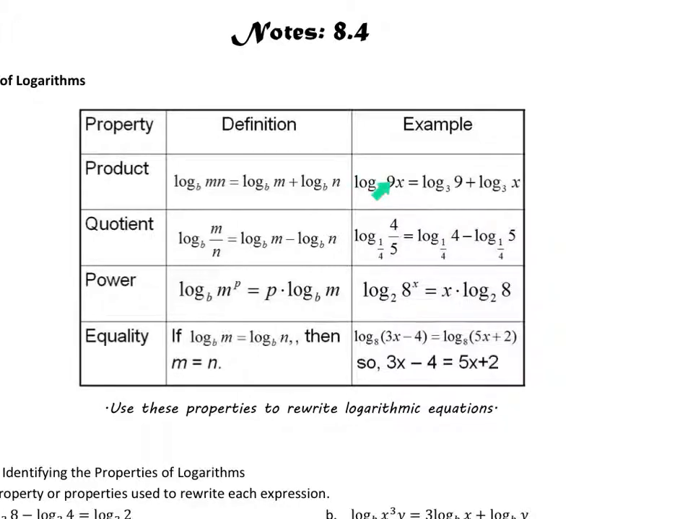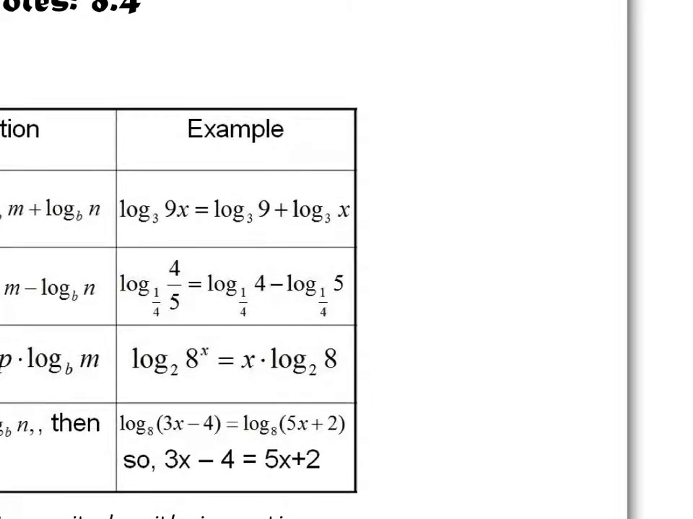It was log base 3 of 9x. That's the same thing as log base 3 of 9 plus log base 3 of x. And so you can also go the other way. Like say you started with the addition. If you wanted to combine them and just get a single log, you would say, okay, 9 and x, I'll multiply together. So product property goes back and forth between multiplication and addition. I'd write that on the side so it's easy to recognize.